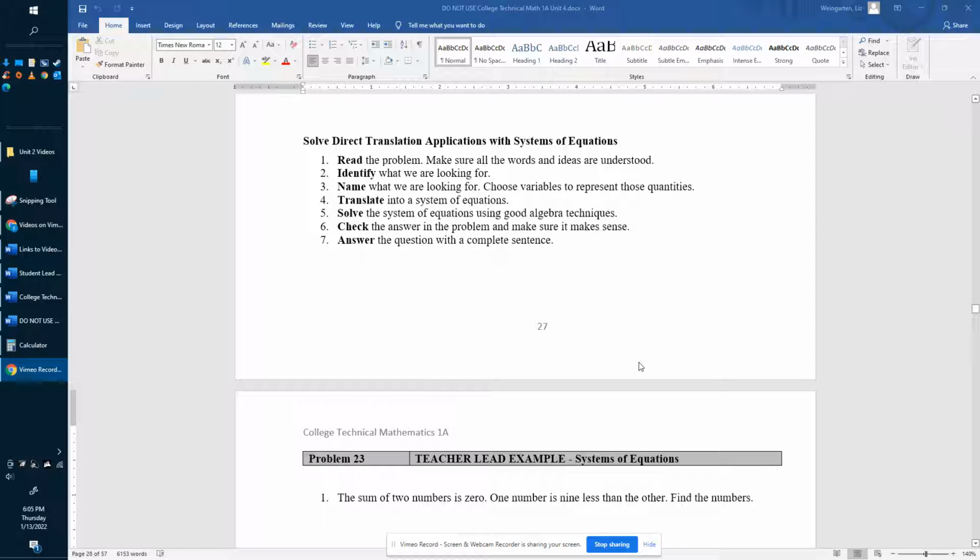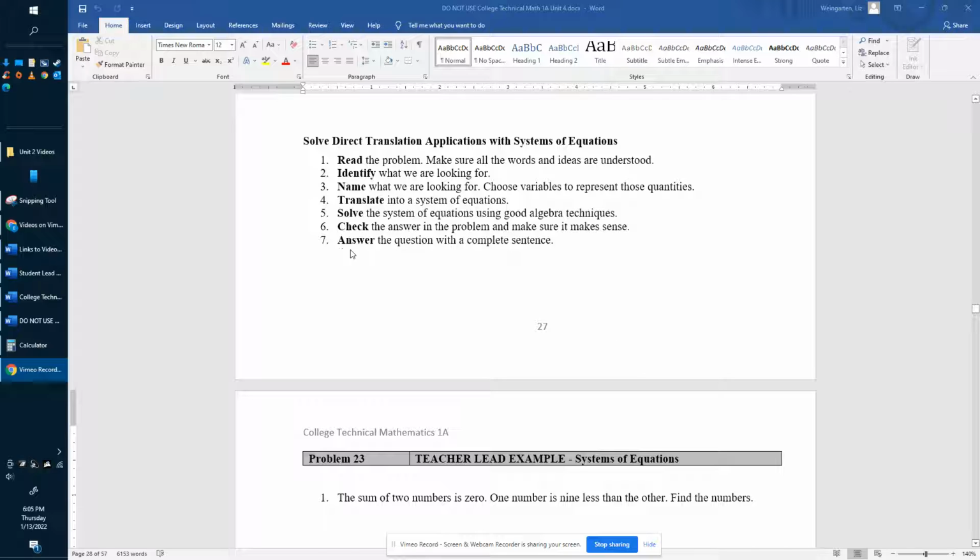Translate that into a system of equations. We've translated these into an equation before, but now we're going to have to translate it into more than one equation. Solve the system of equations using good algebra techniques that we have worked on so far already in this unit. Check your answers and then answer your question.